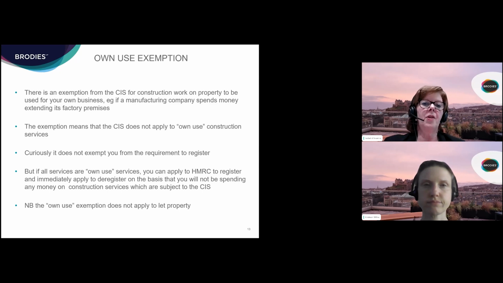The own use exemption, though, means precisely that. If you're going to let out the property to somebody else, it doesn't apply. So there's a difference between something that you're building in order to use it yourself and something that you're building in order to let it out to others.